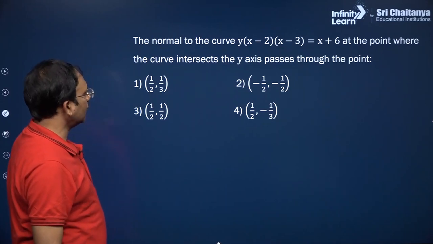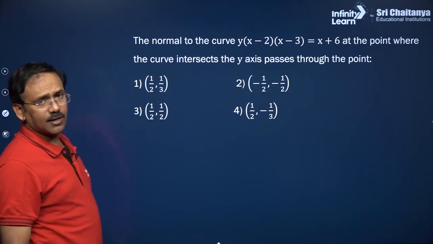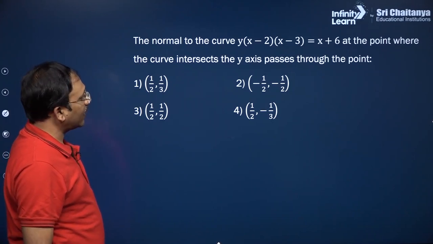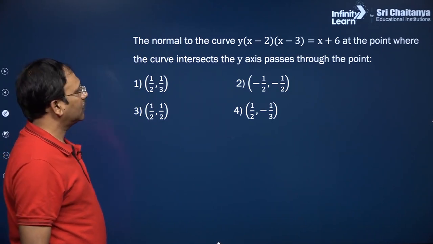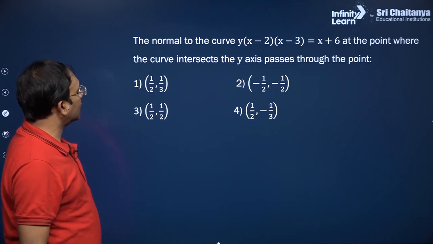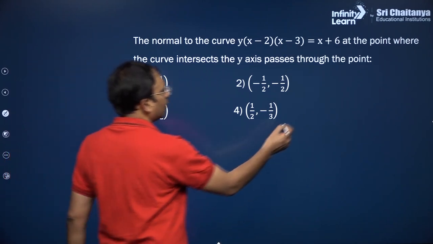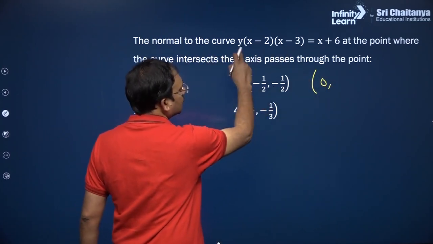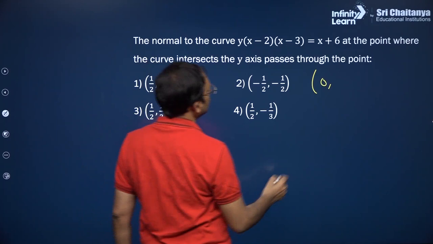Next, the normal to this particular curve at the point where the curve intersects the y-axis passes through which point? Where the curve intersects the y-axis means put the x coordinate as 0. This is 6y is equal to 6, my dear friends.